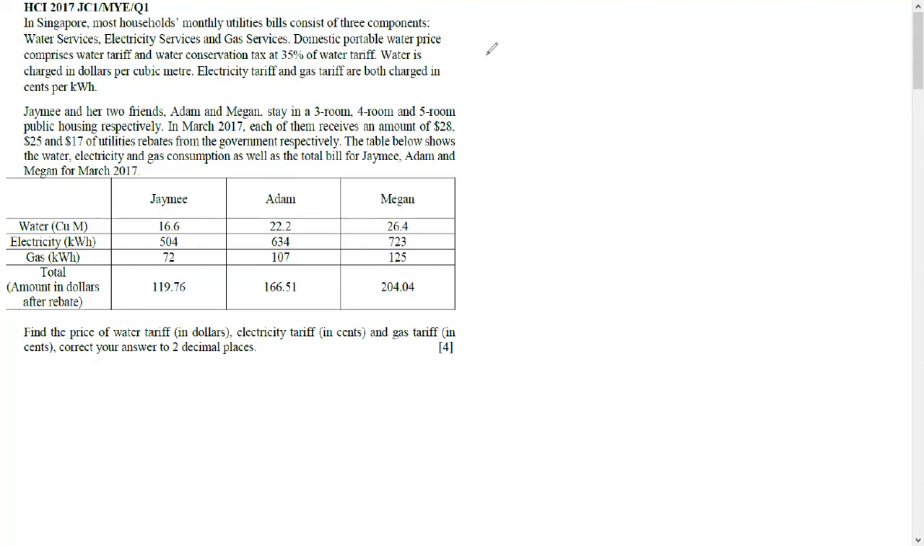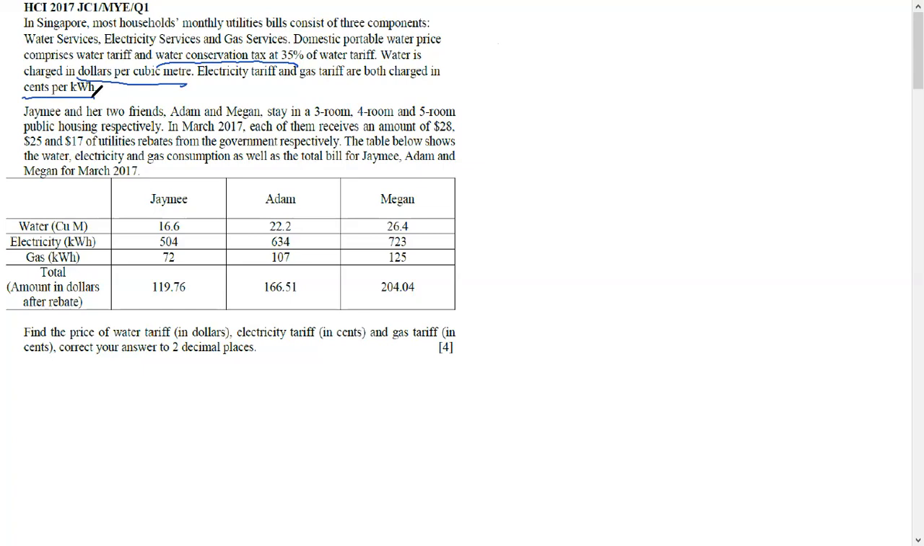So what we have here is this Hua Zhong question. In Singapore, most household monthly utilities consist of three components: water service, electrical service, gas service. Domestic potable water is charged with an extra water conservation tax at 35%, so please take note of this. Water is charged in terms of dollars per cubic meter. Electrical and gas tariffs are both charged in cents per kilowatt hour. Kilowatt hour itself is an energy unit.